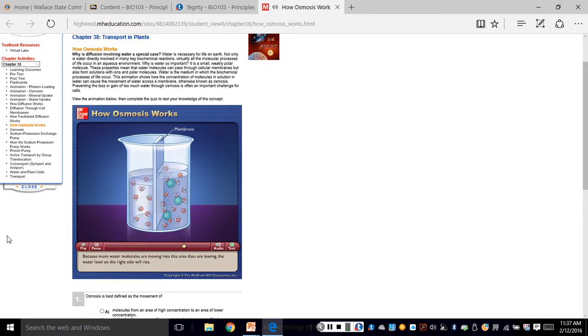rise. If the osmotic concentrations of two solutions are equal, the solutions are isotonic. However, when the solutions have unequal osmotic concentrations, the solution with the higher concentration of solutes is hypertonic, and the solution with the lower concentration of solutes is hypotonic.